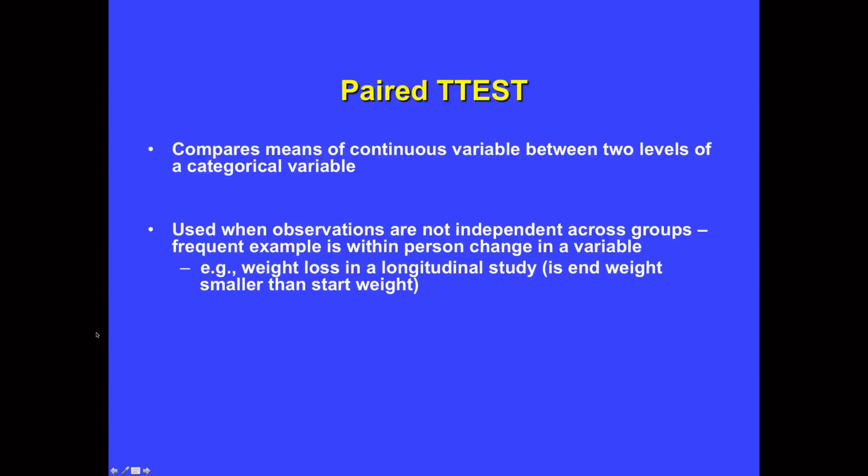So now let's finish by talking about paired t-tests. A paired t-test will compare means of continuous variables between two levels of a categorical variable, and it's used when the observations in the two groups, or the two levels of the categorical variable, are not independent of one another. A very frequent example where this occurs, as we discussed previously, is when you're measuring the same individuals twice.